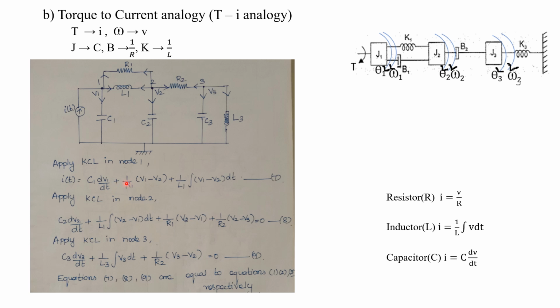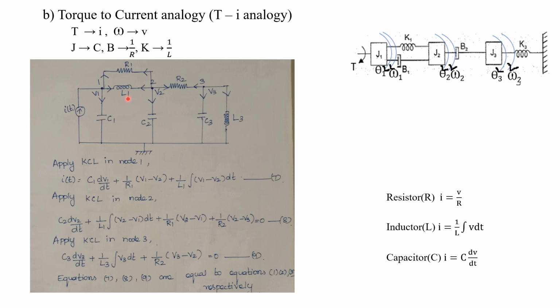Then, plus next the resistor R1. What about the current flowing through the resistor R1? V by R, or we can write it as 1 by R into V. So here it is 1 by R1 into V, where V is nothing but the voltage drop across the resistor R. What about the voltage drop across R1? Here we are considering this arrow because we are writing the equation for node 1. This is the higher potential, so V1 minus V2. We can write it like this.